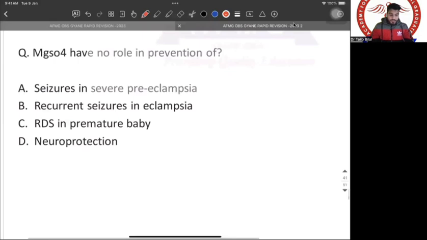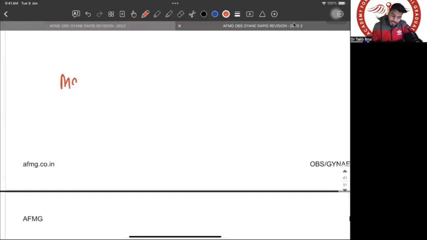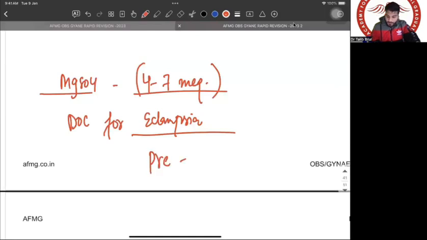Now, magnesium sulfate has no role in prevention of which? Seizures in severe preeclampsia? Yes. Seizures in eclampsia? Yes. Neuroprotection? Yes. Respiratory distress syndrome in premature baby? No, we don't use it for that. So let me write it here, guys. Magnesium sulfate, my dear students, we use 4 to 7 milliequivalent. It is a drug of choice for eclampsia, and preeclampsia also.